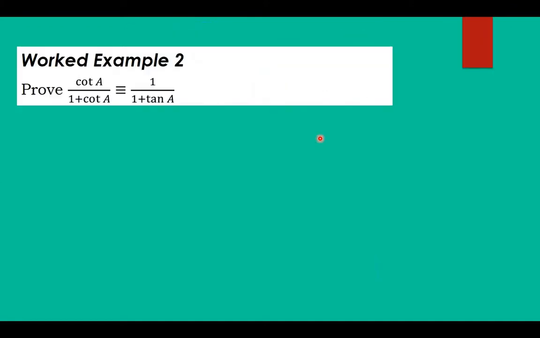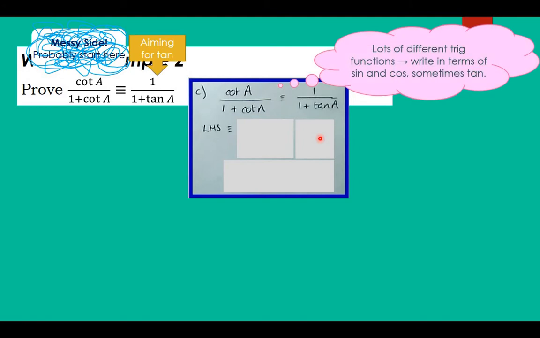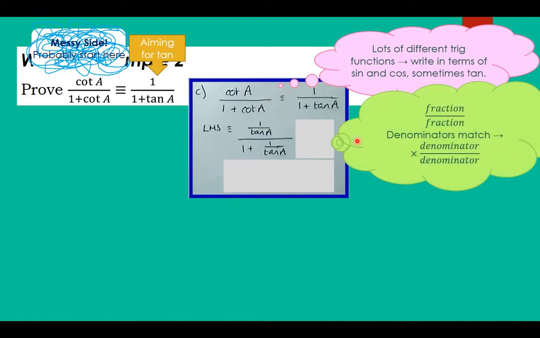Here are the solutions. Okay, we have some fractions. Deciding which side is the messiest, I think the new one with all the cots in it. Right, we are aiming for tan. So normally I'd think cot is cos over sine, but because we're aiming for tan, we might as well write cot as 1 over tan. Okay, so let's do that.